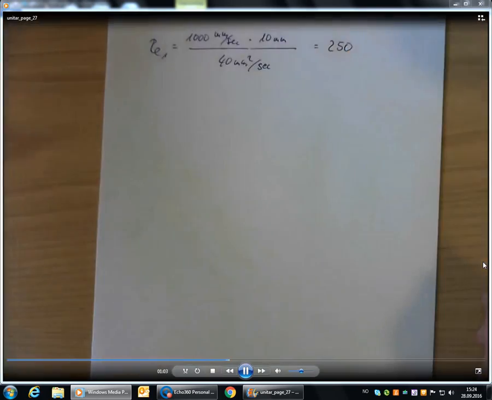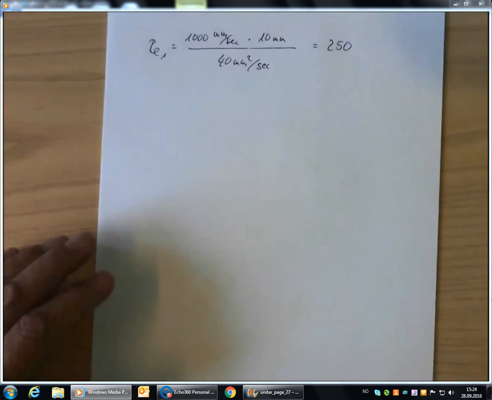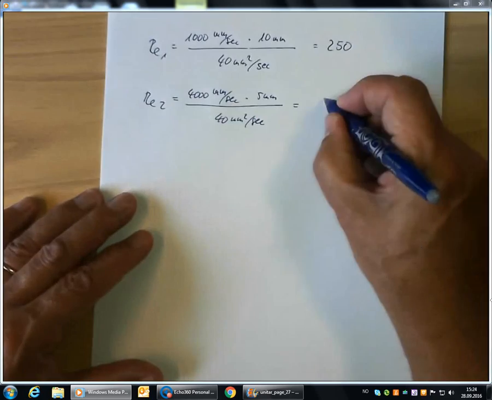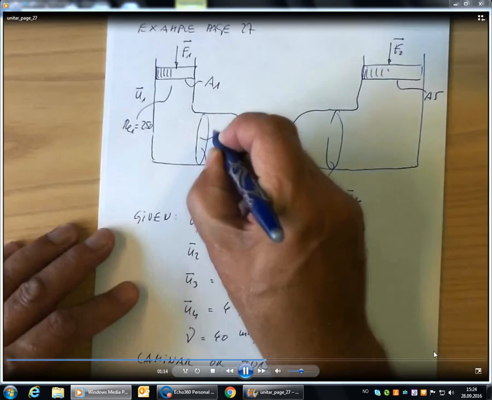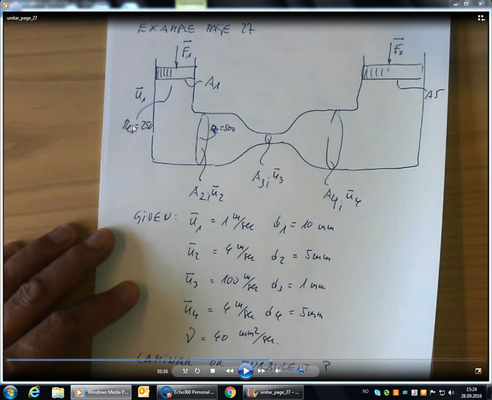So we bring together the diameter, the velocity and the kinematic viscosity. In this position we have 500. Here in this position we have 250, the Reynolds number. In this position we have 500.